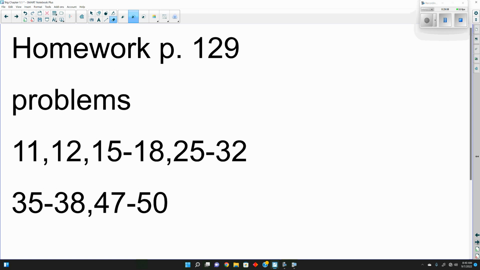25 through 32. So 25 and 26, determine which quadrant each angle lies in. 27, 28. Overzealous, sorry. Do not do 27 or 28. I'll have to fix that. Because 27 and 28 is sketch each angle in standard position. I don't want you to sketch it. 29 and 30, determine 2 coterminal angles, one positive, one negative. 31 and 32, find the complement and supplement.